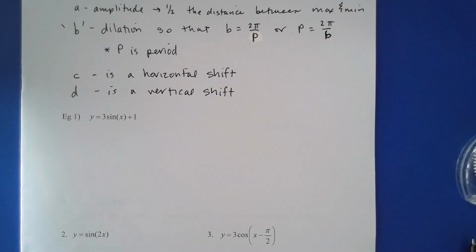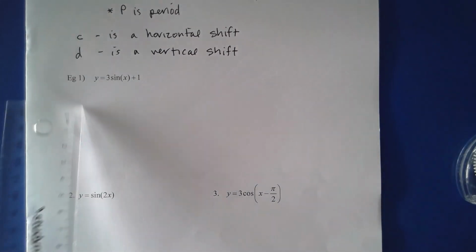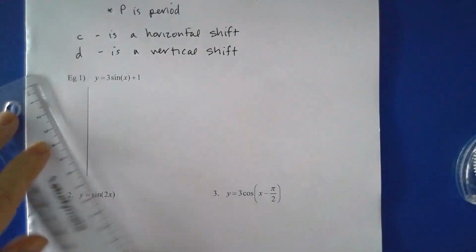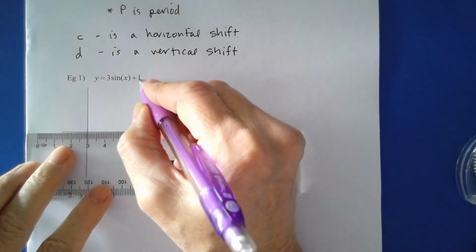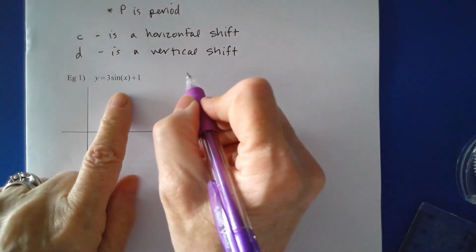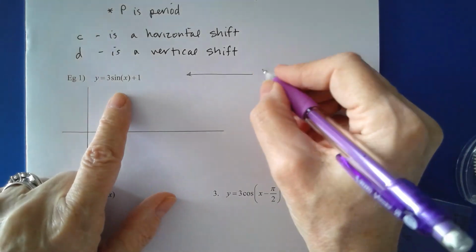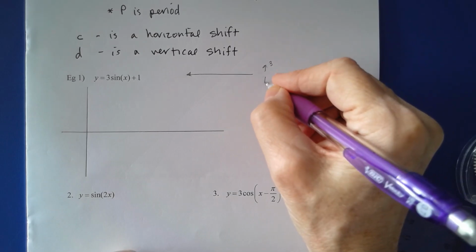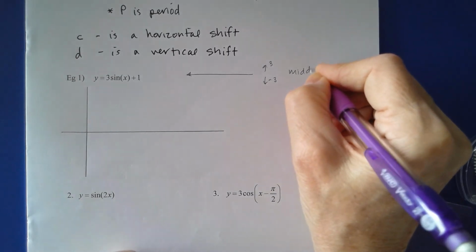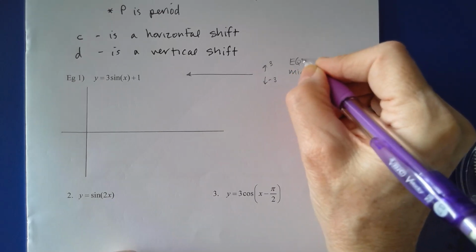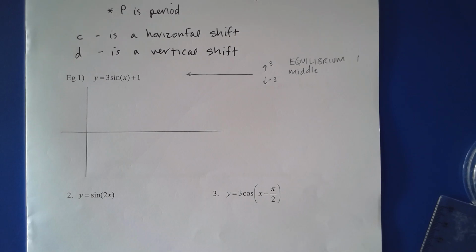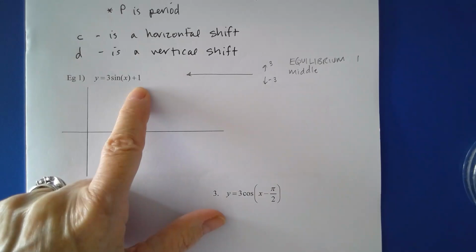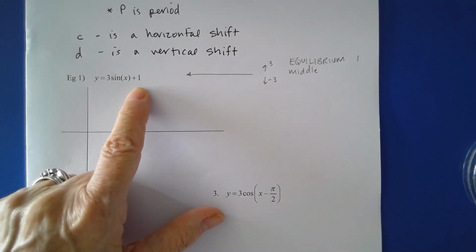Let's graph one. So, what's the amplitude? 3. So when I start drawing, I know I'm not going to just have 1 to 1. I'm going to have 3 at least. What's the vertical shift? Up 1. So when I'm looking at this, I have to take a breath before I start graphing and go, okay, it's 3 up from the middle, 3 down from the middle, but the middle, or what we call equilibrium, is 1. So I'm really going up 4 and down 2. Okay, so the middle of the graph is now at 1. That's the first thing I put on.